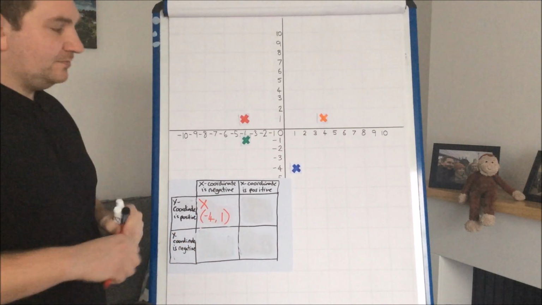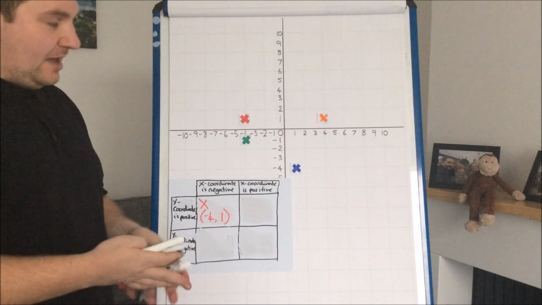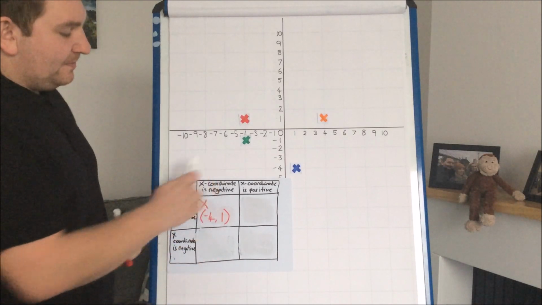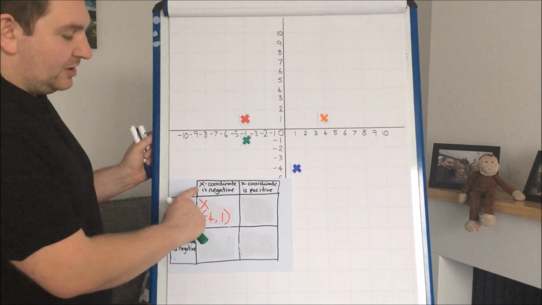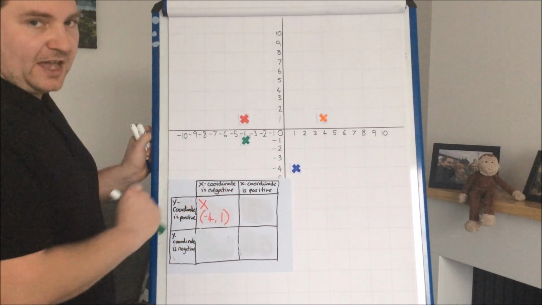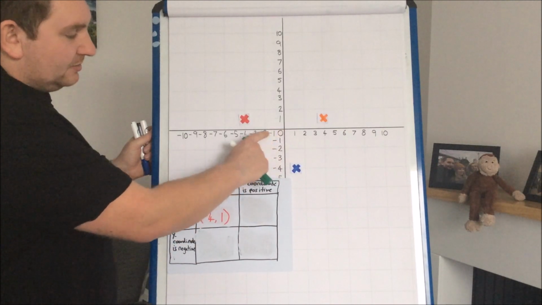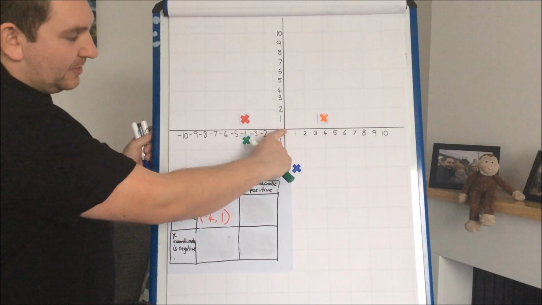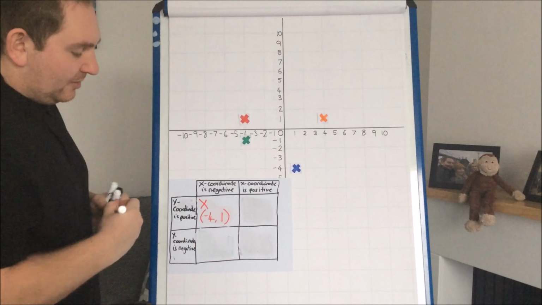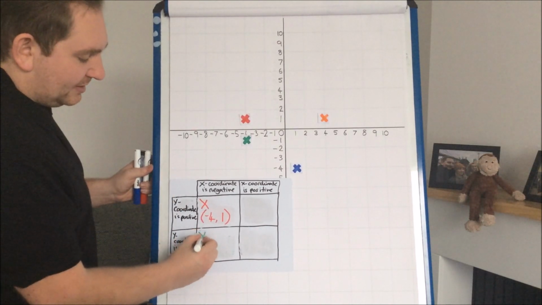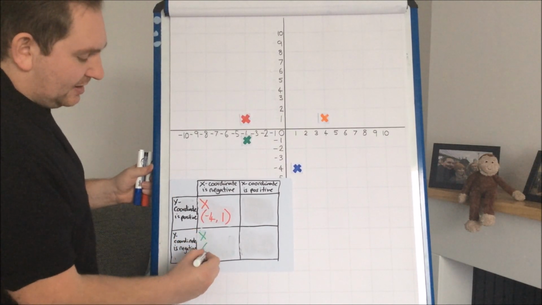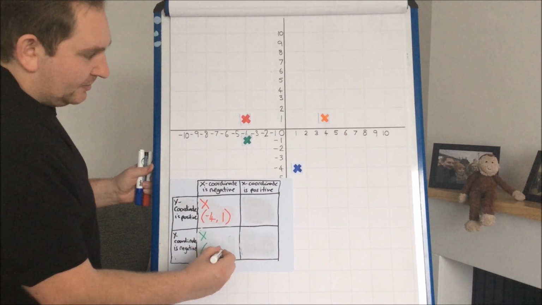positive 1. If we look at the third quadrant down here, we would need a coordinate which is negative on the x-axis and negative on the y-axis. So we go along, we get to negative 4, and we can go down to negative 1, which means the green cross is in the third quadrant. Negative 4, negative 1.